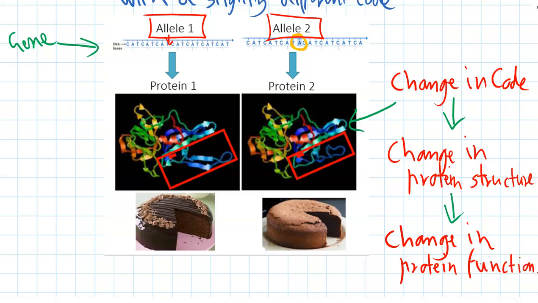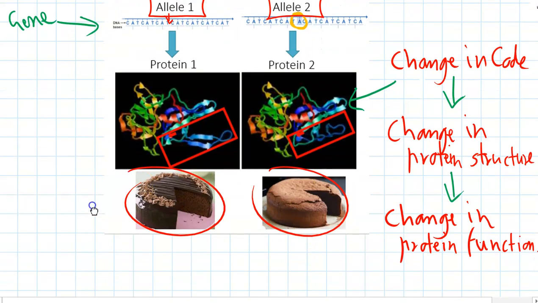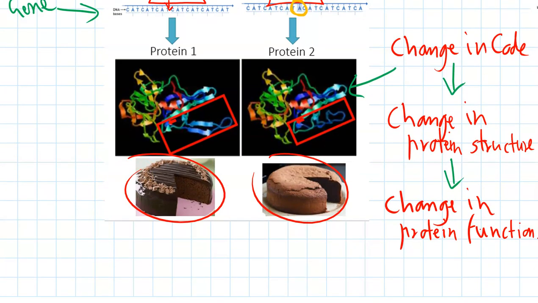And if we're continuing with our recipe analogy, there's a slight change in the wording of the recipe, and that means the cake you make at the end is still the same type of cake, so it's still a chocolate cake, but that slight change in wording means you've got a different looking chocolate cake. So the protein's slightly different. Still the same protein, but there's a few changes.